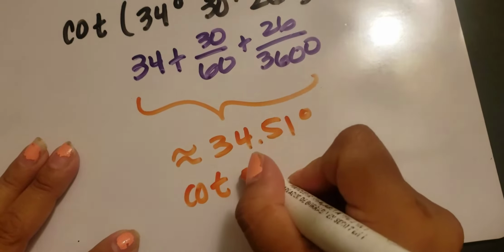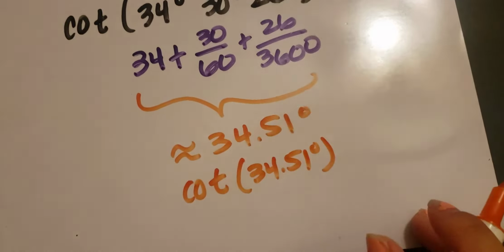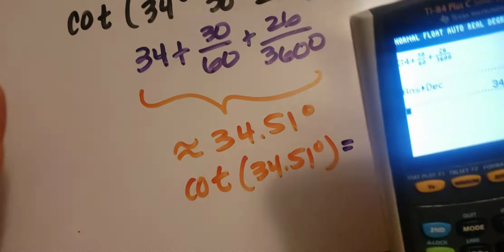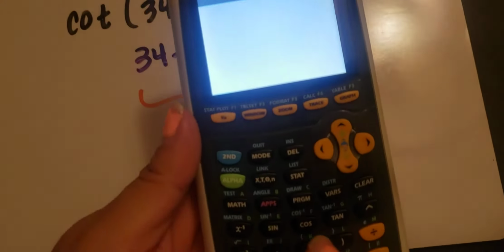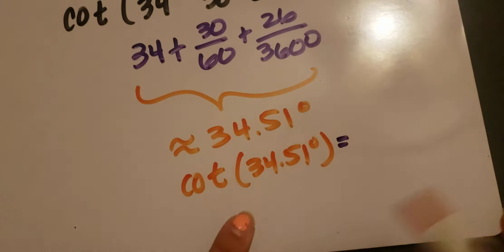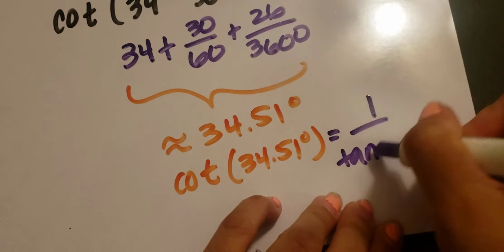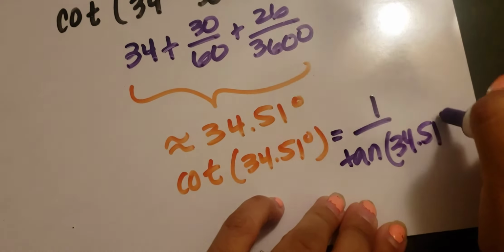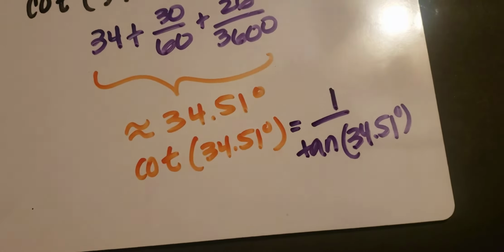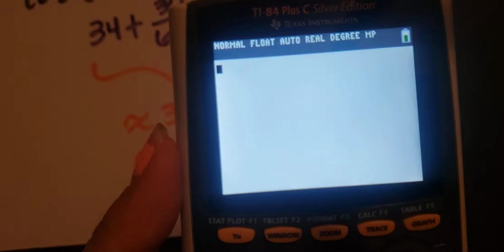Somebody asked me, do we have that cotangent button? No, we don't. We only have sine, cosine, and tangent. But you know that cotangent is the reciprocal of tangent. So you can just put it this way in your calculator, and it'll give you the same answer, as the reciprocal. Now we are working with degrees, so make sure your calculator is in degree mode. Mine is already in degree mode, so this will work.